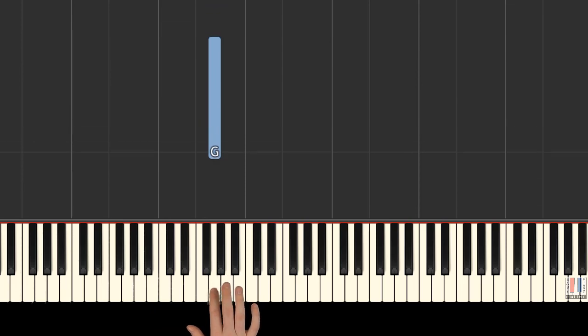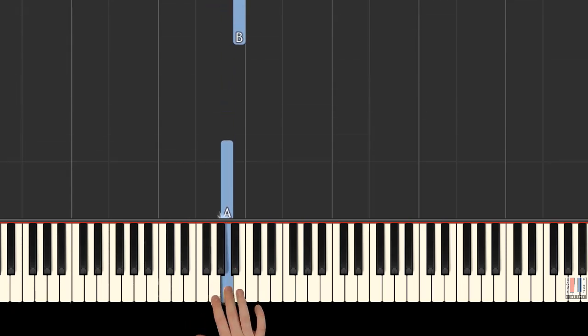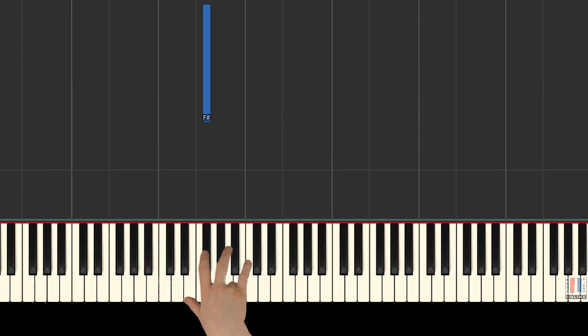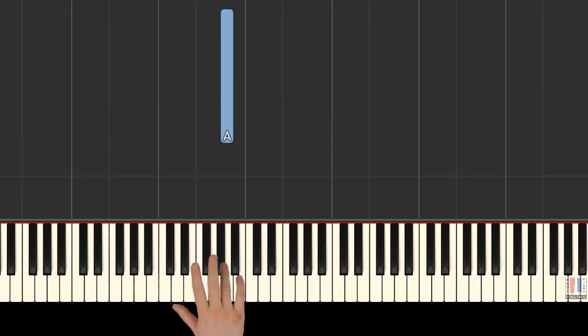Second finger plays G. Fourth is on B. Second is on F sharp. And fourth is on A.